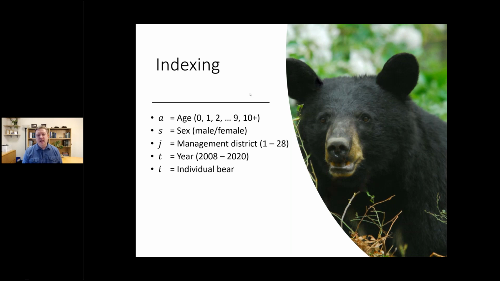So with the indexing that I'll be using in the subsequent slides, we use A to denote age, where our age classes for this bear population are 0 being cubs, 1, 2, and up to a 10+ age class, which is our absorbing oldest age class. We then have the sex, both males and females, denoted by lowercase s. We have our 28 management districts, J. T denotes year, 2008 to 2020, and I is individual bear in the capture-recapture sense.